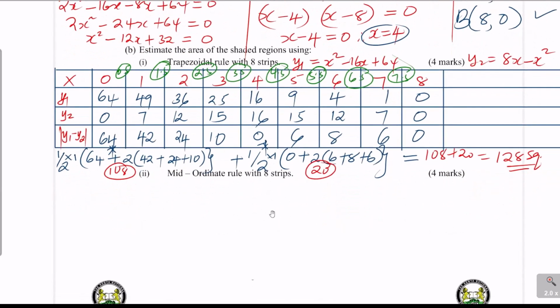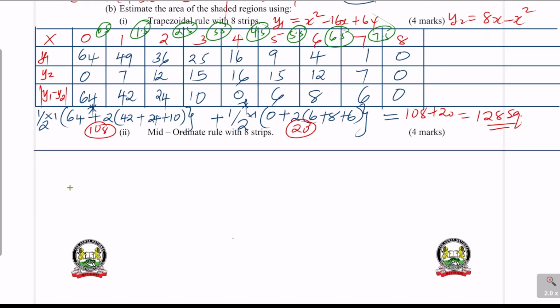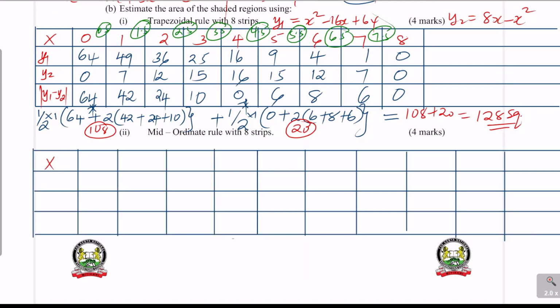So we construct the table, having extracted the midpoints. You have x, y1, y2, and then the absolute y1 minus y2. The midpoints we have extracted are 0.5, 1.5, 2.5, 3.5. That is the first part to get the area, from 0.5 to 3.5, and then the other one will start from 3.5 all the way to 7.5: 4.5, 5.5, 6.5, and 7.5.